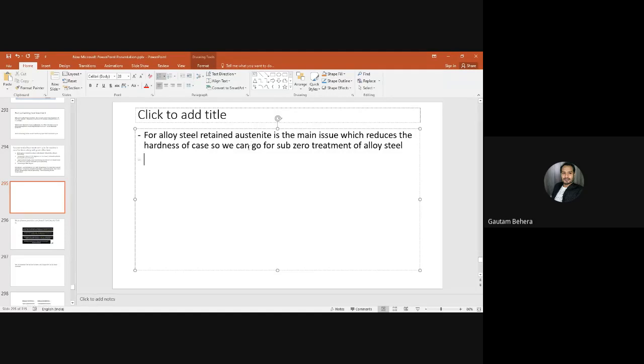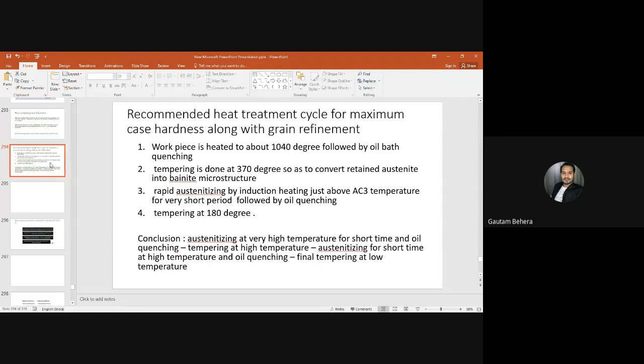So in that case, we have a solution. We can do austenitization, then we can go for sub-zero treatment. This is basically for alloy steels, but that is basically for your carbon steels. Right? So I'll end the topic here. We'll continue our discussion in the next class.